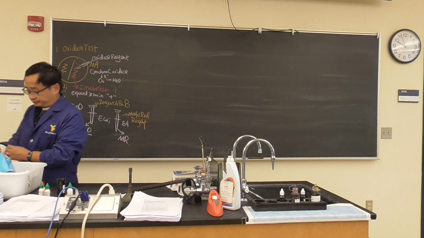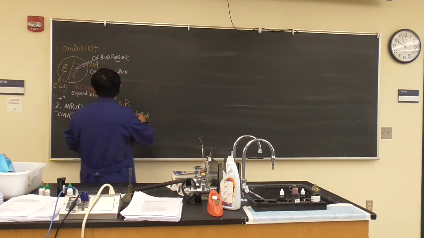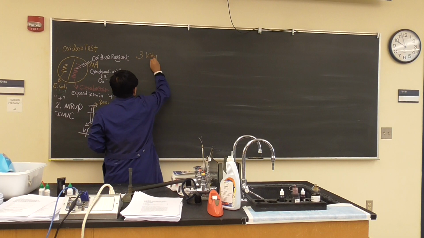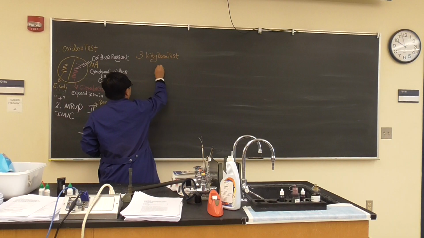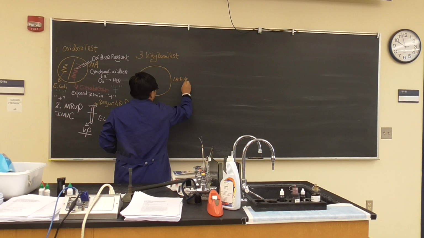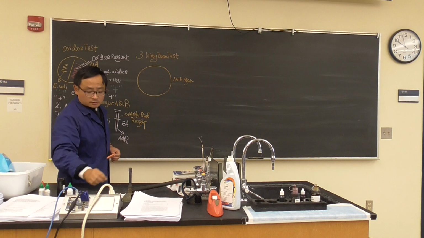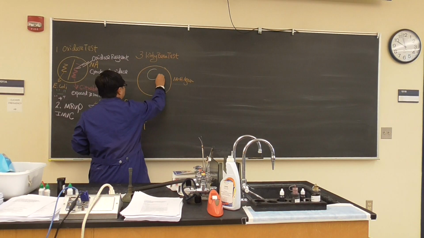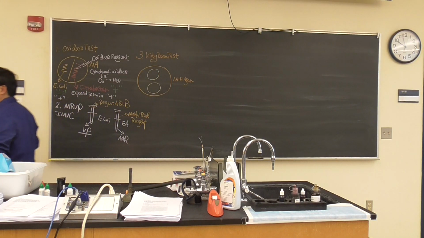What else do we have? You have agar plates. So we have number 3, the Kirby-Bauer test. What you have is the agar plates. This is Mueller-Hinton agar. What we did is evenly spread it with bacteria, and we're going to add a couple of antibiotic discs.